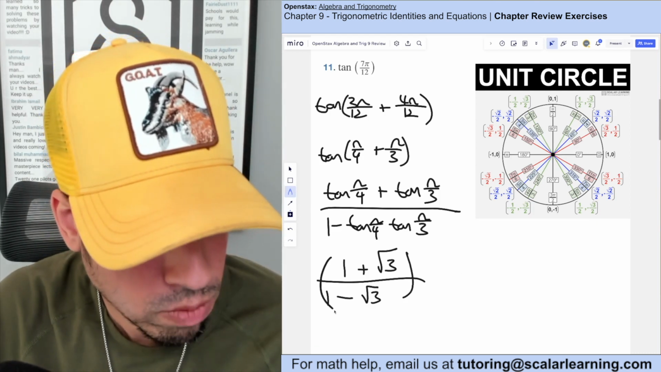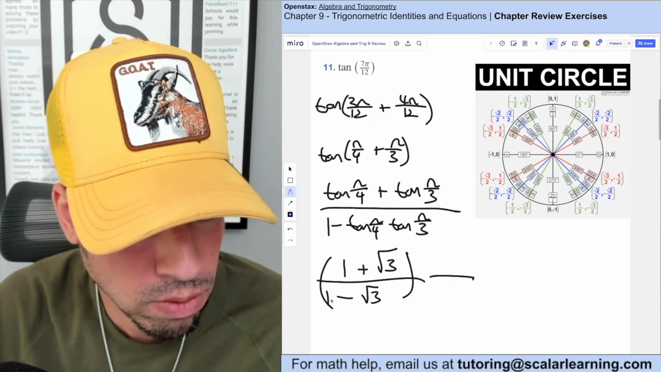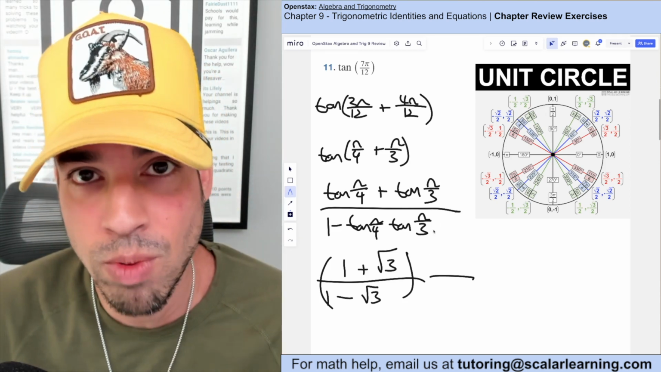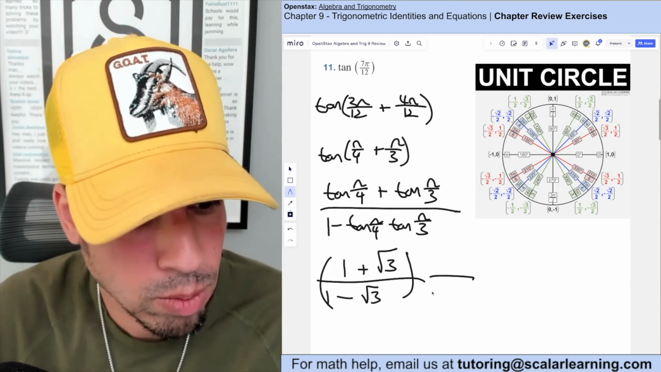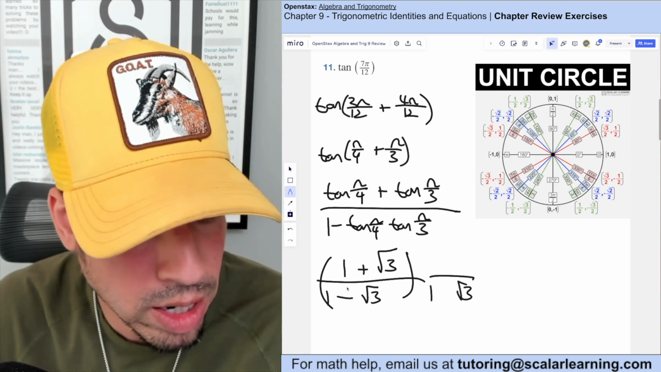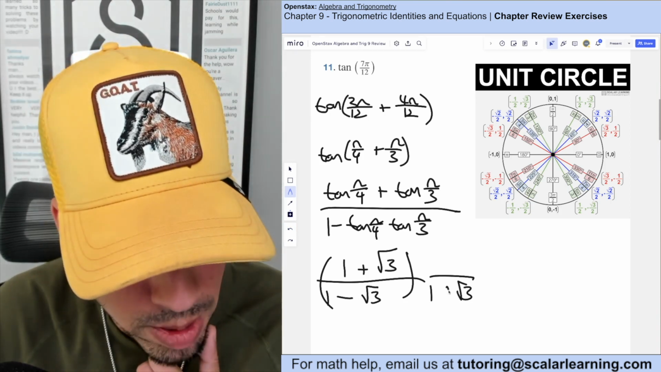However, in the answer, they've rationalized that denominator by multiplying by the conjugate of 1 minus rad 3 to get the radical out of the denominator. So how do we get a conjugate? We take this and we multiply by the same thing, 1 and rad 3, but we flip the sign. So if it was a plus, it'd be a negative, but since it's a minus, we make it a positive.